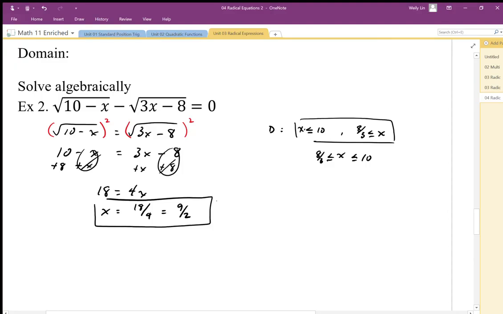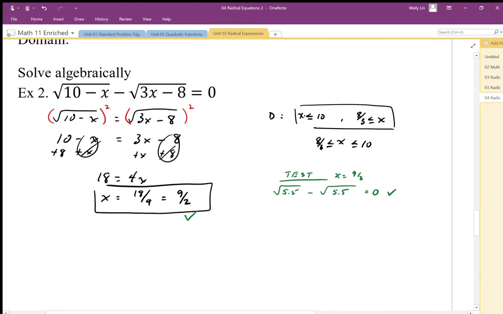Okay, and again, if we want to test it, we can go ahead and test it now. It starts getting a little bit more complicated to test, so it is nice to be able to rely on the domain restrictions. But if I test it, this is going to be 10 minus 4.5, or square root 5.5, minus, okay, 4.5 times 3 is going to be 13.5, minus 8 is going to be 5.5, and that's equal to 0. Yeah, we're testing x equals 9 over 2, so that's a perfectly good solution. Okay, so that solution works with the test as well. So this is the easy version of this because we can make it into square root equals square root.